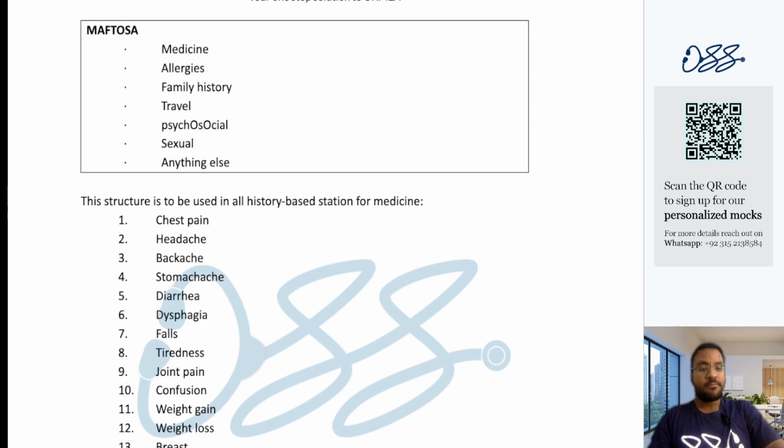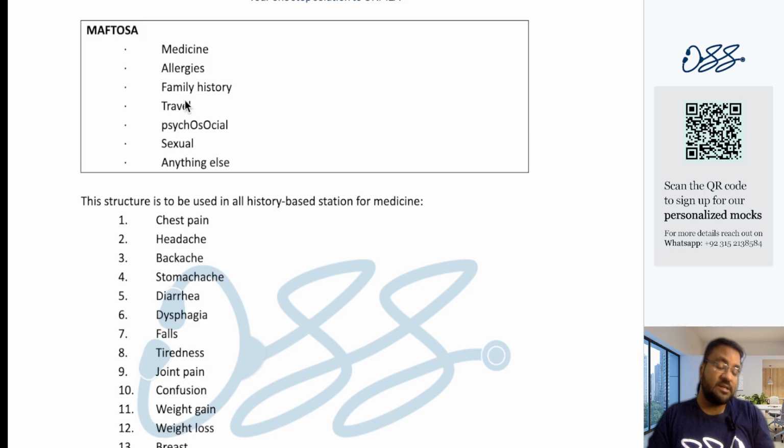Then comes the sexual history. I'm not going to go into a lot of detail on the sexual history right now. You may want to just slightly touch upon it. Let's suppose somebody presents with right lower quadrant pain, and it's most likely to be appendicitis, but you just want to rule out ectopic pregnancy. So you may want to ask a couple of sexual history questions: when was your last menstrual period? Are you sexually active? Do you have a stable partner? Just a couple of questions to rule out the gynecological aspect of it.